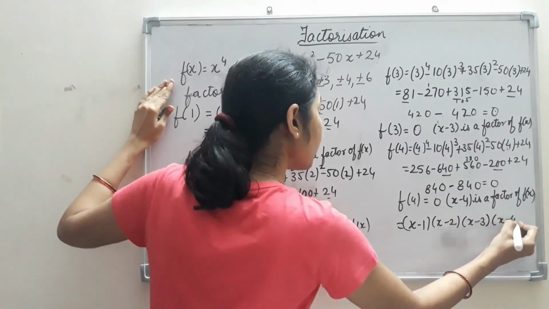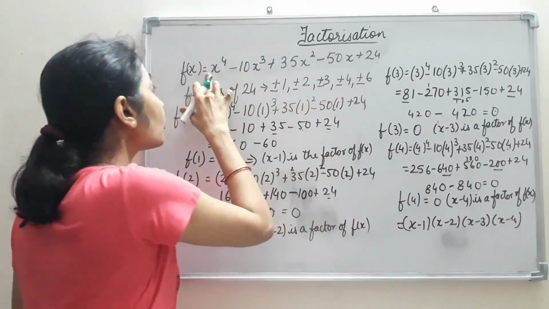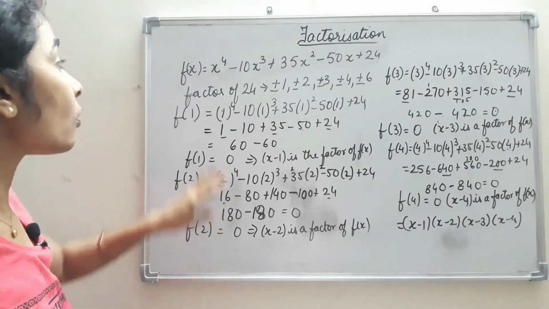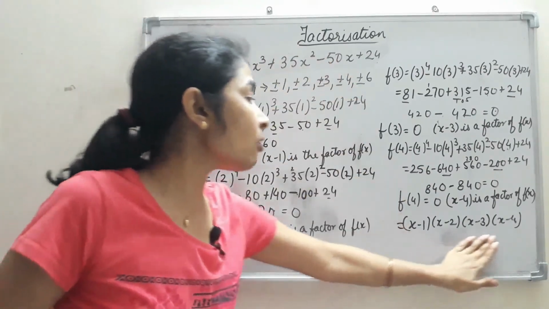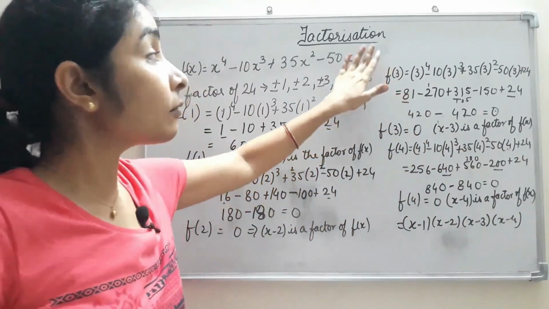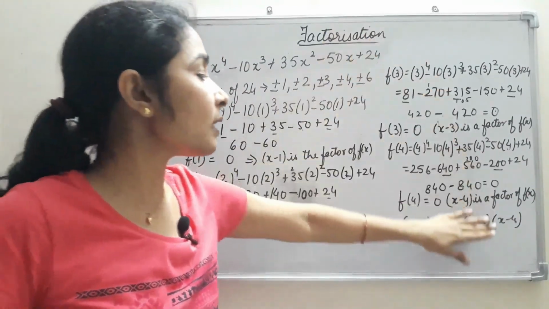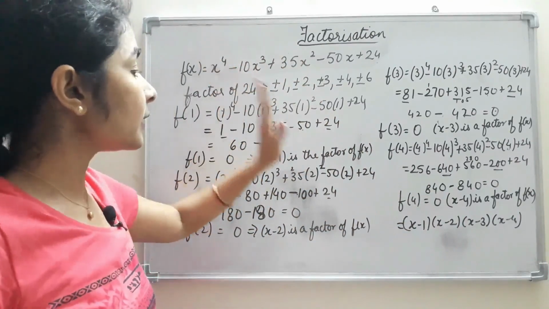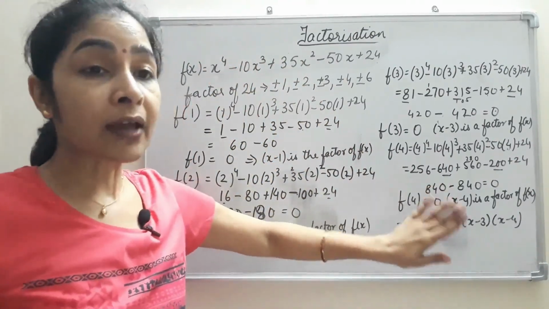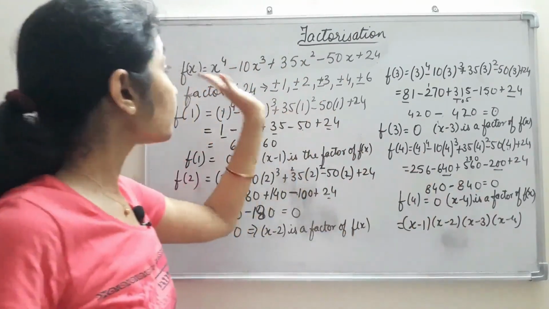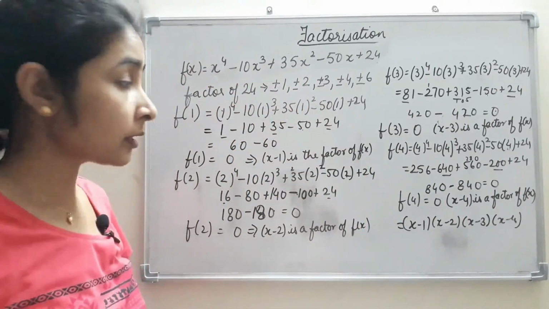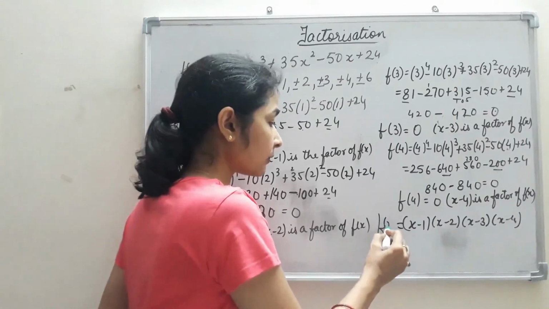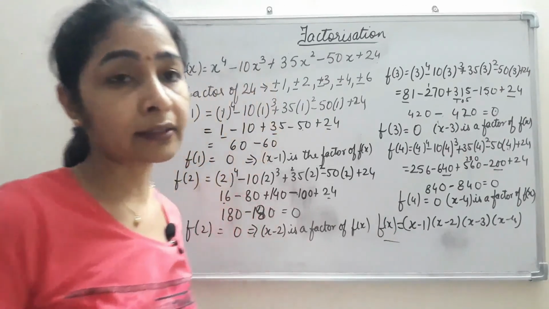So the 4 factors of this polynomial are x minus 1, x minus 2, x minus 3, and x minus 4. If there would have been a coefficient of x raised to the power 4, then we would have also got it by dividing the constant with the sum of all these, but it is nothing like that. We don't have a coefficient here, so this is the fact. These are the factors of the given polynomial. Okay, so here we can also write f(x) is equal to, okay, factors of it.